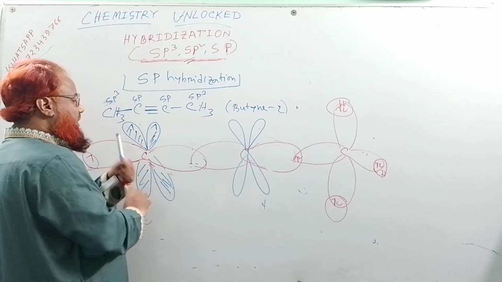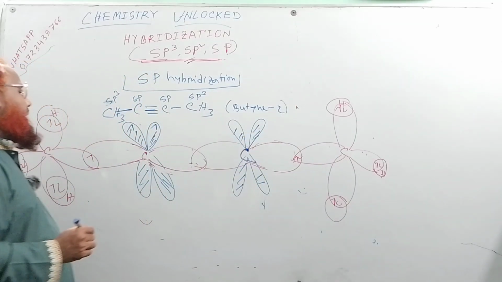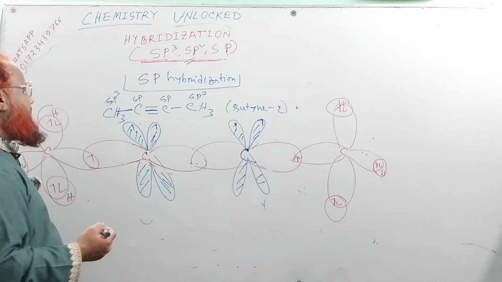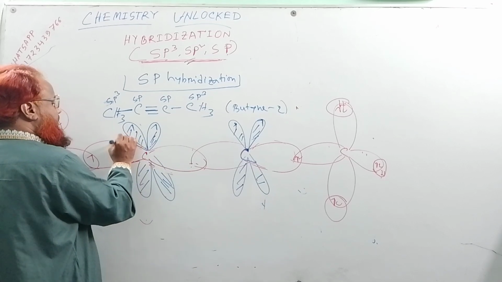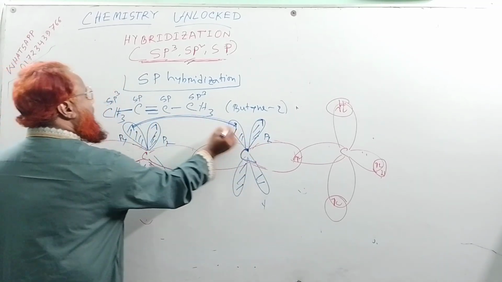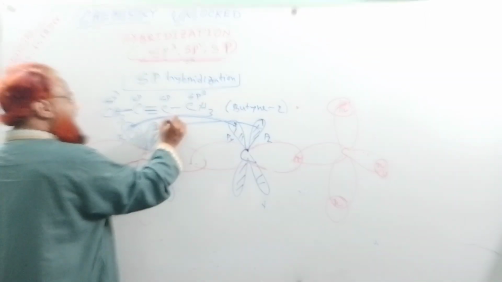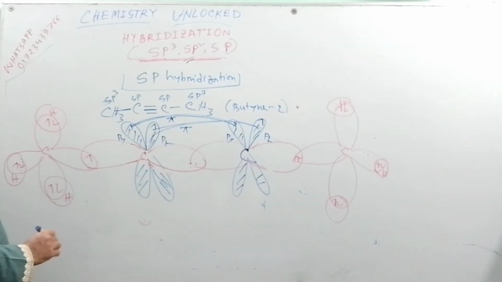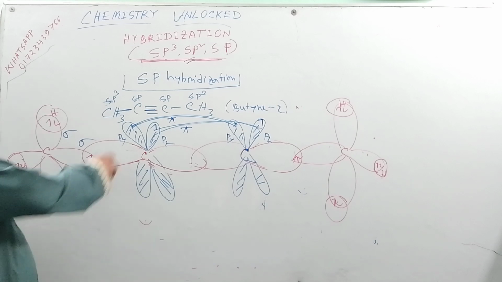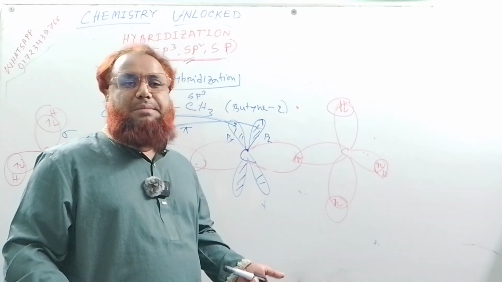Okay. Now these non-hybrid orbitals will do sidewise overlapping. For example, this is py, this is pz. So py will overlap with the py of the other carbon, and pz will overlap with the other pz orbital. So here is a pi bond and here is another pi bond. So all single bonds here are sigma and the rest of the bonds are pi bonds. So very simply, when a triple bond is present, that is sp hybridization. When a double bond is present, that is sp2. When only single bonds, that is sp3.